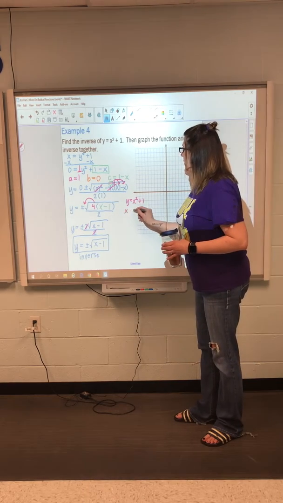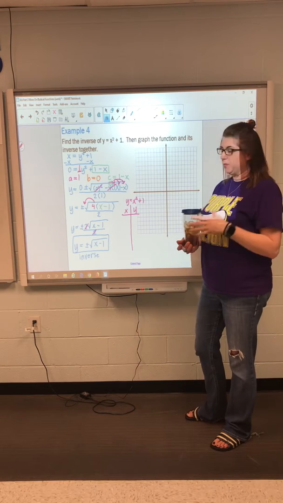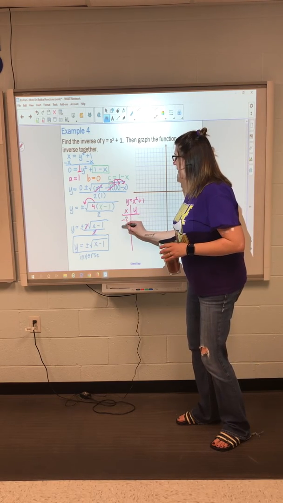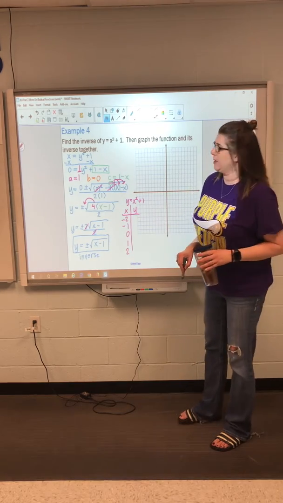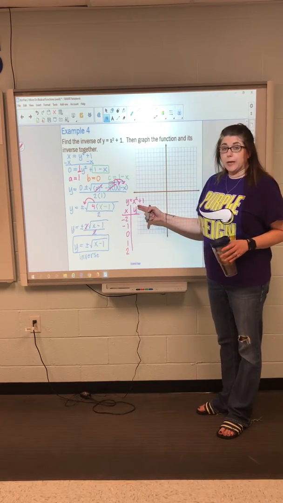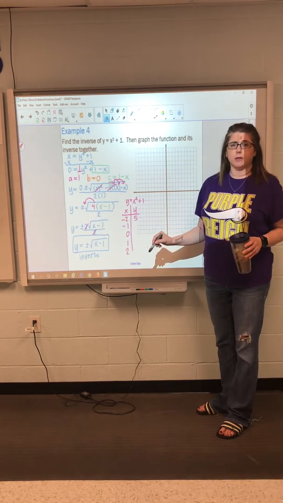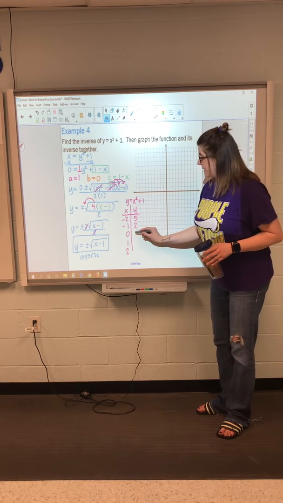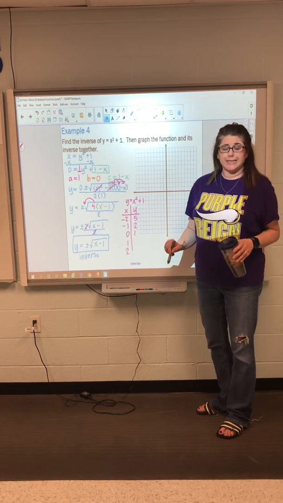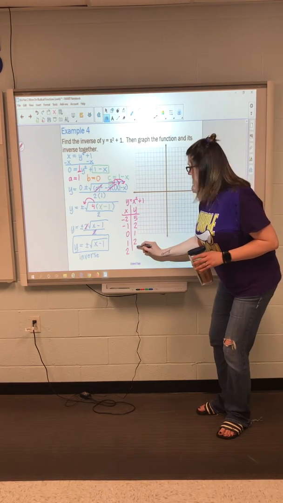So I'm going to create a table of values, and I'm going to keep it centered around the origin, keep my numbers small. So I'm going to plug in a couple of negative numbers, a 0, and then a couple of positive numbers as well. So here we go. Negative 2 squared is 4, and 4 plus 1 is 5. Negative 1 squared is 1, plus 1 is 2. 0 squared is 0, and plus 1 is 1. 1 squared is 1, plus 1 is 2. And 2 squared is 4, plus 1 is 5.